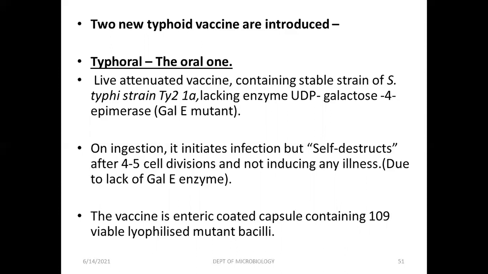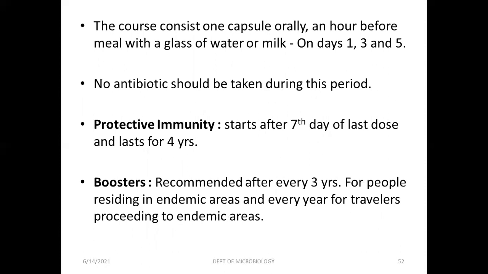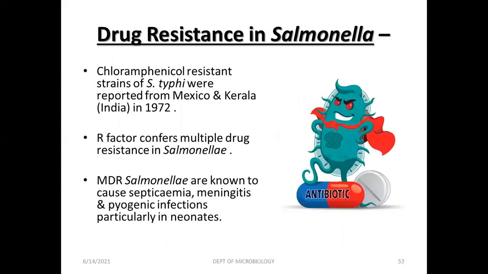The vaccine is an enteric coated capsule containing 10 to the power 9 viable lyophilized mutant bacilli. The course consists of 1 capsule orally an hour before meal with a glass of water on day 1, 3, and 5. No antibiotic should be taken during this period. Protective immunity starts after the 7th day. The last dose lasts for 4 years. A booster is recommended after every 3 years for people residing in endemic areas and travelers proceeding to endemic areas.